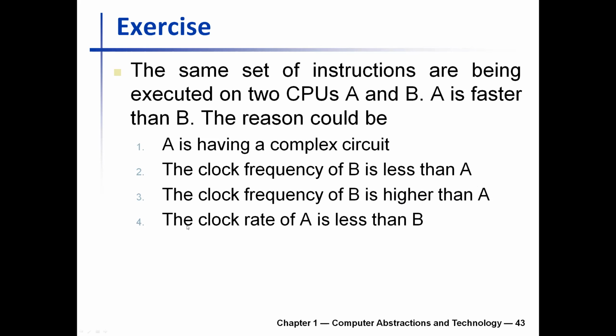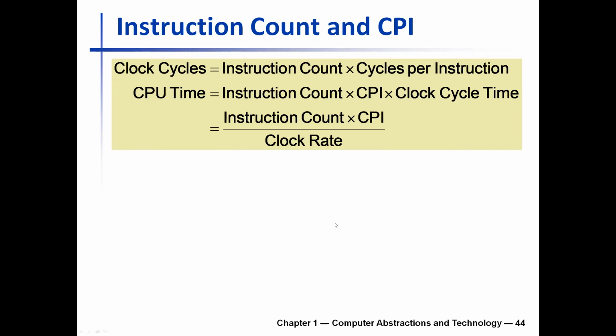So the clock rate of A is less than B. It's basically the same thing as answer number 3, worded in a different way. Okay, good.